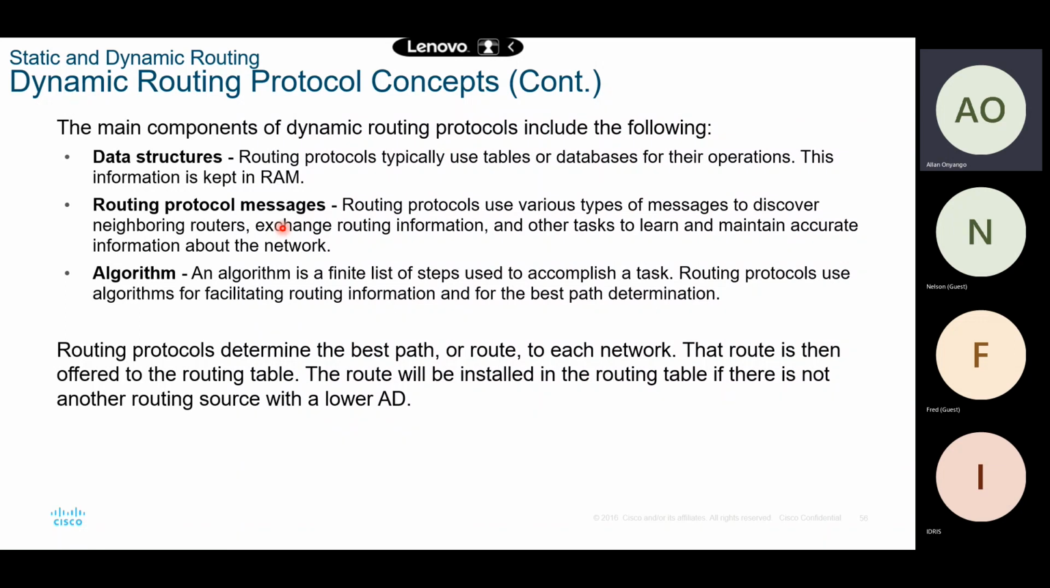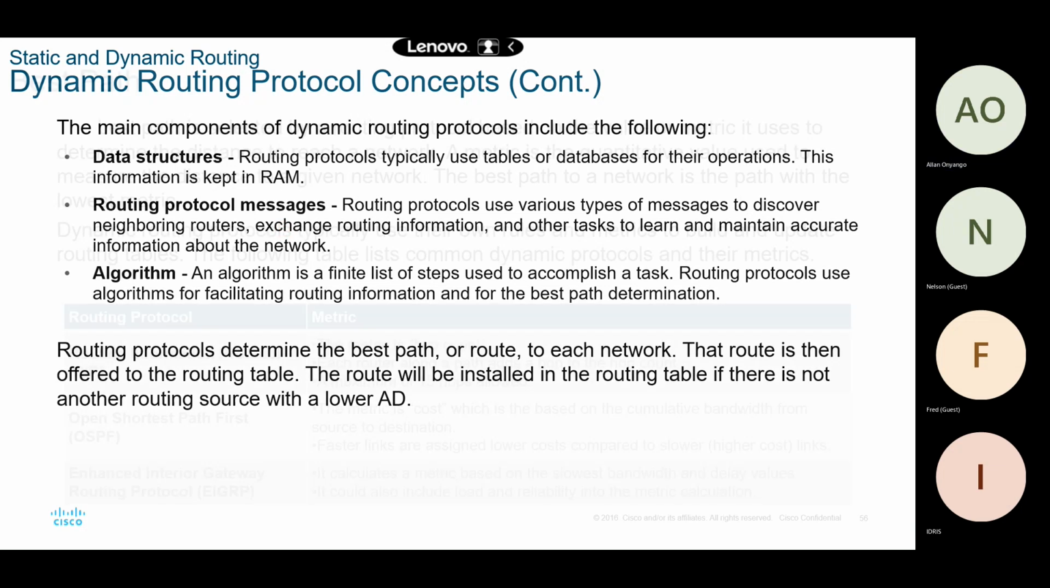Like OSPF has an algorithm called SPF, the Shortest Path First algorithm. EIGRP has what's called DUAL, the Diffusing Update Algorithm. So, we'll talk about, of course, those particular algorithms. The messages are very, very important, and we will learn about the different types of messages within OSPF, the different types of databases, and even the algorithms.